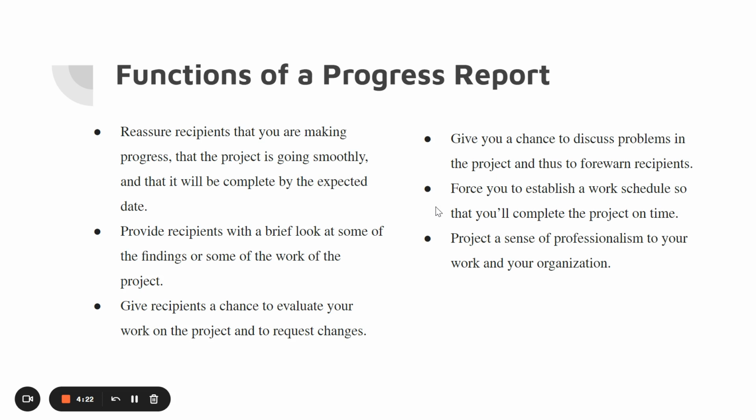So this is the function. It's going to reassure the recipient that you're making progress, that the project is going smoothly and will be completed by the expected date. People like updates.